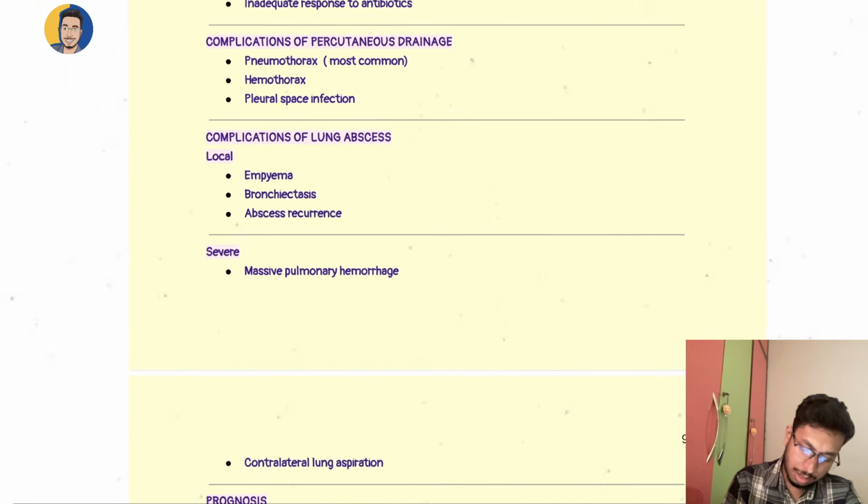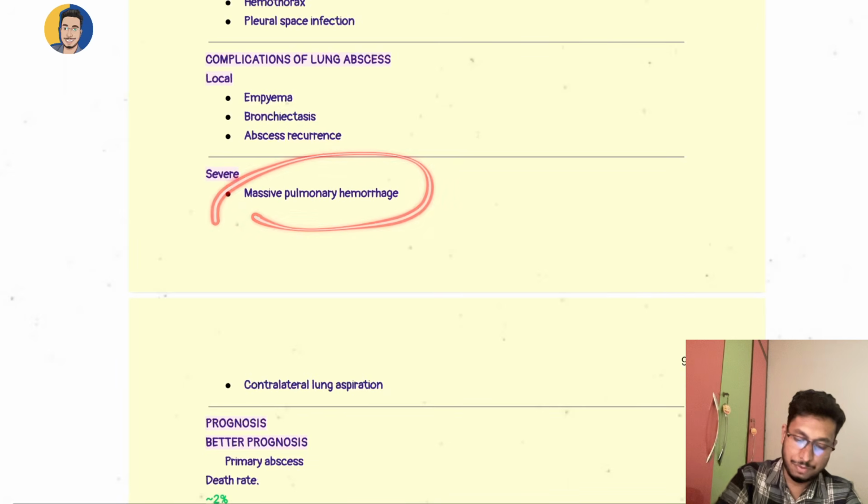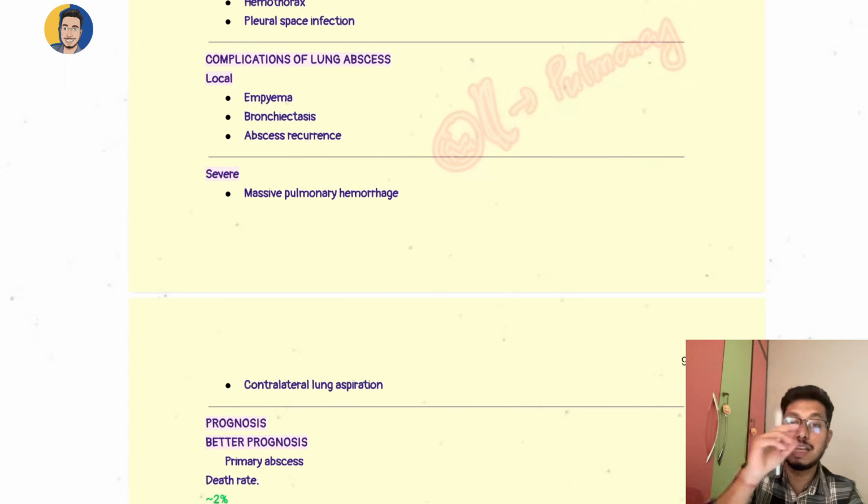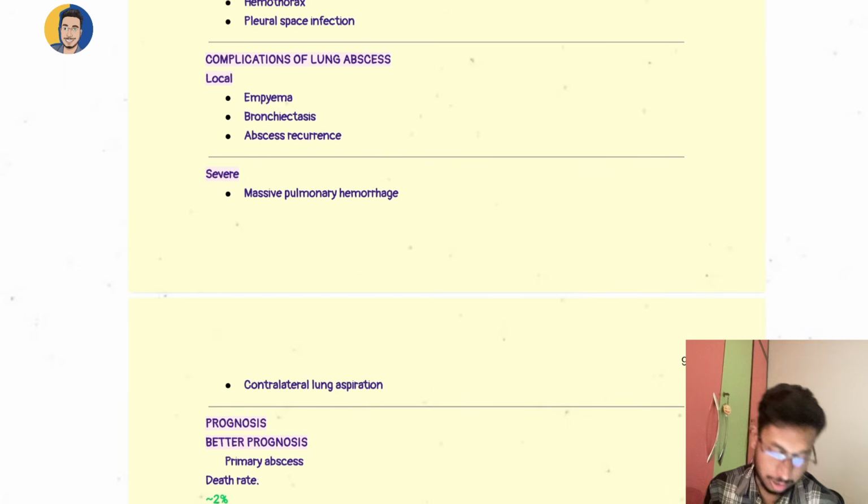A severe complication can be massive pulmonary hemorrhage if that abscess cavity erodes the pulmonary vessels. So this abscess cavity, if it is in very close proximity to a pulmonary vessel, will start eroding the pulmonary vasculature, resulting in severe and massive pulmonary hemorrhage. Okay.